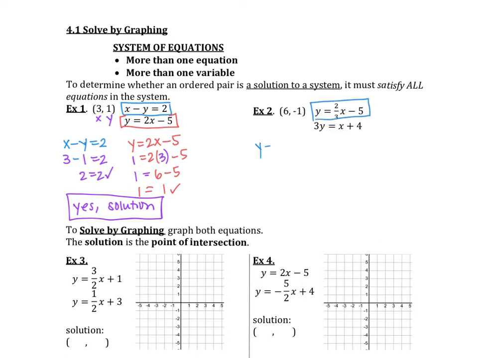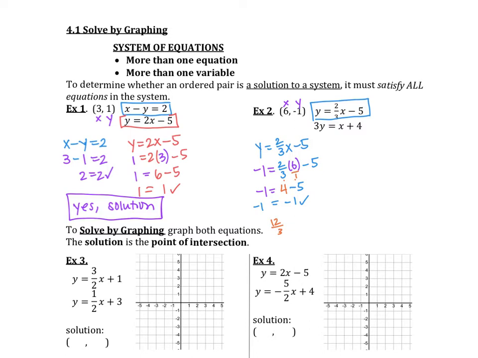I'm just rewriting it over here so you can see which one I'm checking. This is x, this is y. So the y is negative 1 equals 2/3 times the x, minus 5. The left side's good, so I'm just going to leave that negative 1 alone. I like to put the little 1 over here. 2 times 6 is 12. 3 times 1 is 3, so 12 divided by 3 is 4. Minus 5, what's 4 minus 5? Negative 1. So it does work in the first equation.